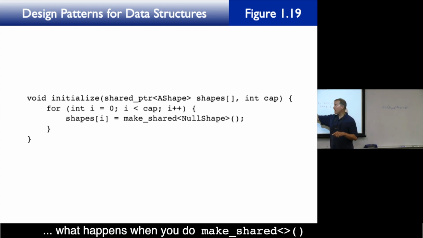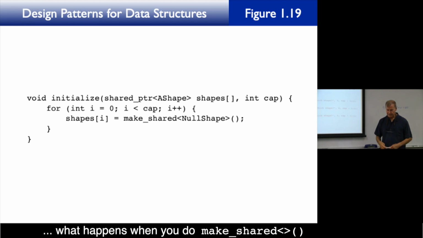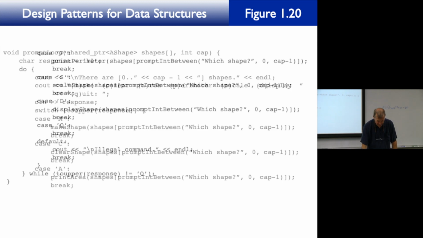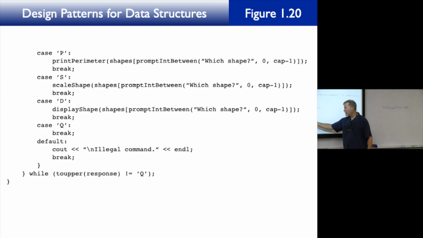And then shape sub i gets that pointer that got returned by new. Is everybody good? Is this all review? So that's what new does, okay? And then here is the prompt loop. It's basically a do at the top here. This is figure 120. And at the bottom it's do while toUpper response is not equal to Q. So as long as the user doesn't type Q, it's going to keep looping. So this guarantees the post condition, right? Because it's the only way it can quit.